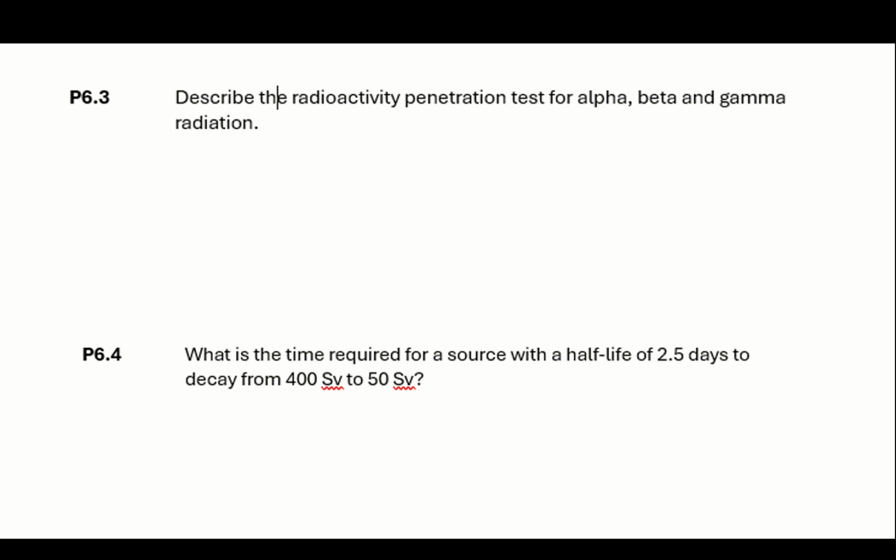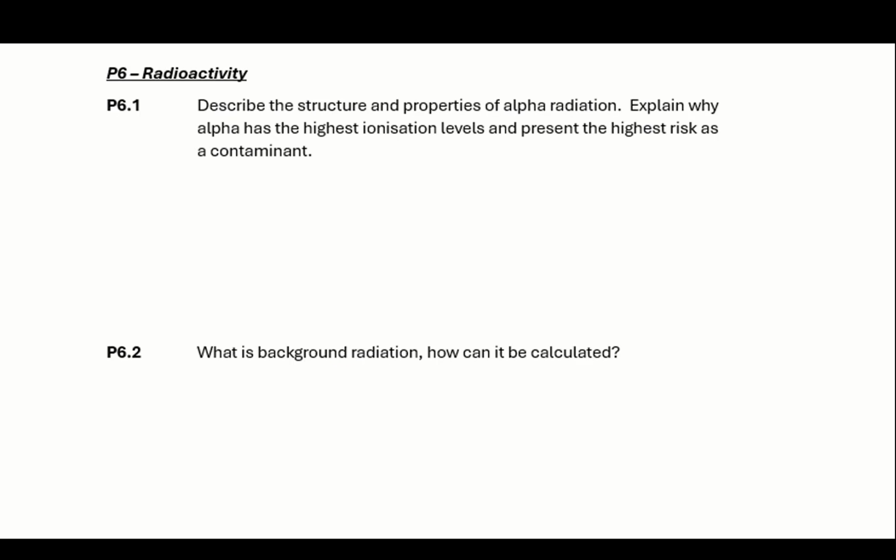Okay, next part. It says describe. So we're on the radioactivity bit, and I think you'll do really well on this. It says describe the structure and properties of alpha, explain why it has the highest ionization levels, and why is it a risk as a contaminant.